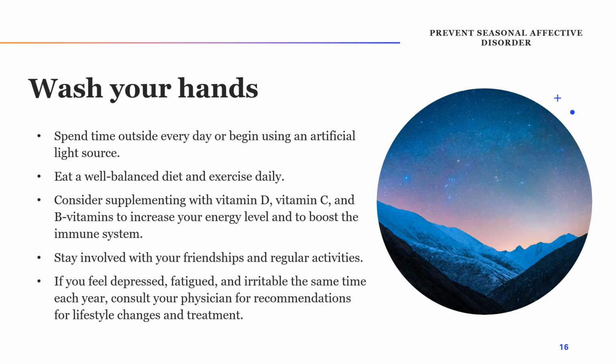As I've said before, we want to spend time outside every day if possible, or at least under an artificial light source that is full spectrum that can help boost our immune system and keep our normal biorhythms in check. We want to eat a well-balanced diet and exercise daily. Consider supplementing, maybe vitamin D, vitamin C, B vitamins for your energy. These are things that you should talk to your provider about and see if that's something that would work for you. Stay involved. Keep involved with your friendships and your support groups and your volunteer activities. And if you're feeling depressed and fatigued or irritable, make sure you consult your physician or your provider for recommendations on how to address these feelings.